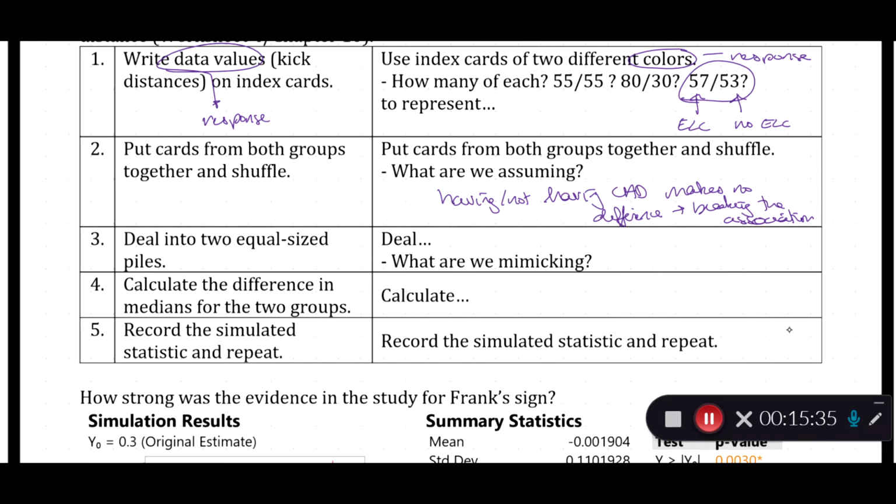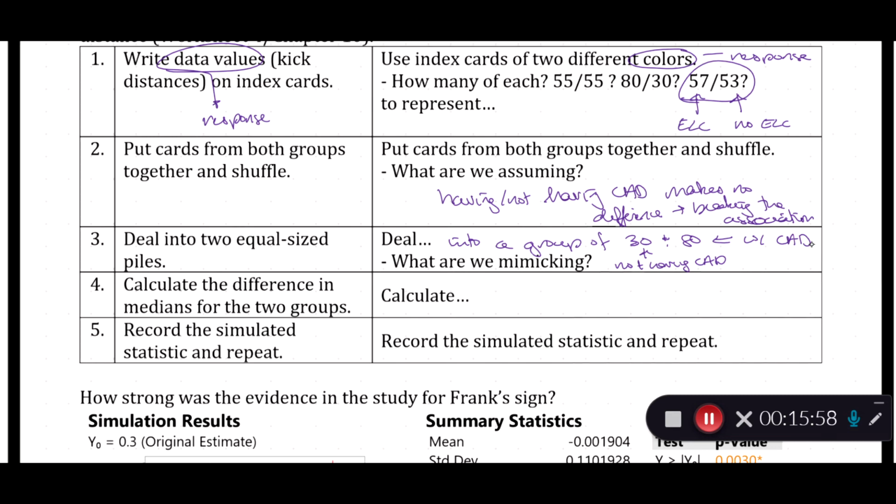Well, I should deal the cards into a group of 30 and a group of 80. The 30 represents not having CAD, and the 80 is the patients with coronary artery disease.